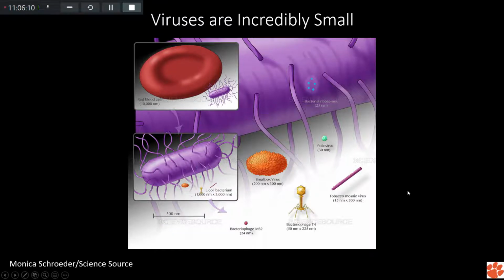So just a couple of slides showing how small they are. You can see that right here is a red blood cell. You have an E. coli bacteria, a bacteriophage, that's a very, very large virus. This is a smallpox virus. You can see a poliovirus, tobacco mosaic virus, a bacteriophage MS2, and bacteriophage T4, much larger.